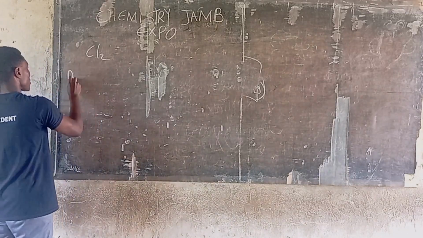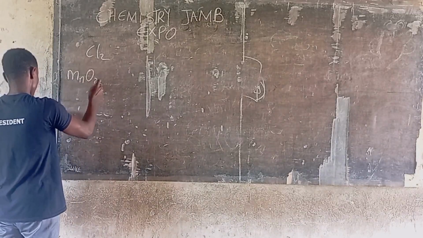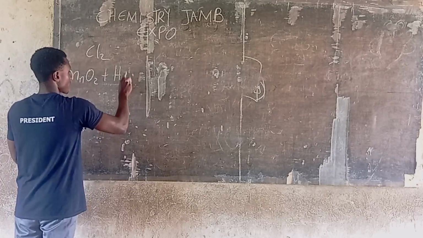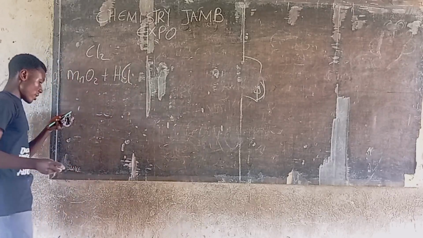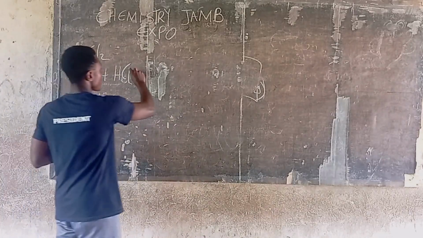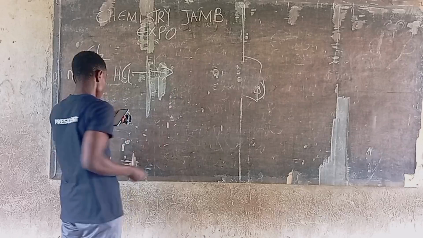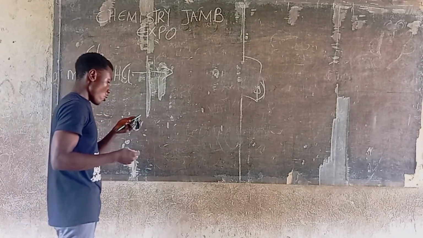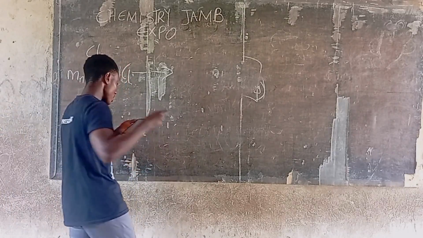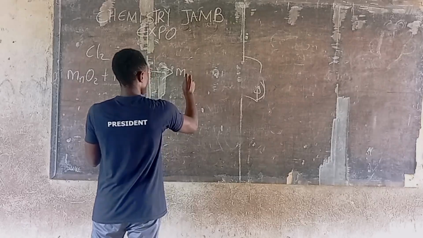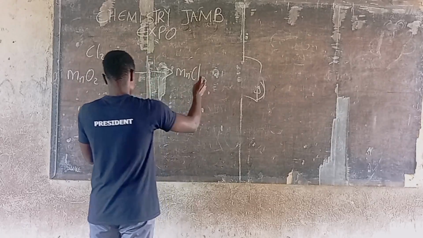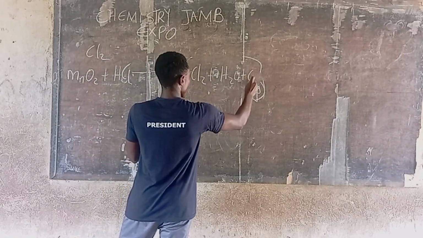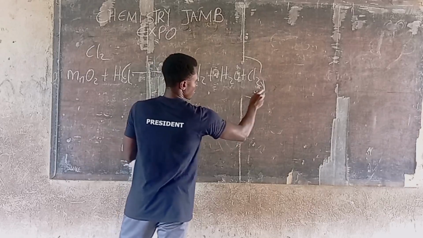So manganese oxide, which is MnO2, plus hydrochloric acid, giving us a forward reaction of manganese chloride plus water plus chlorine gas. So we have manganese chloride plus H2O plus chlorine gas, as in chlorine gas.